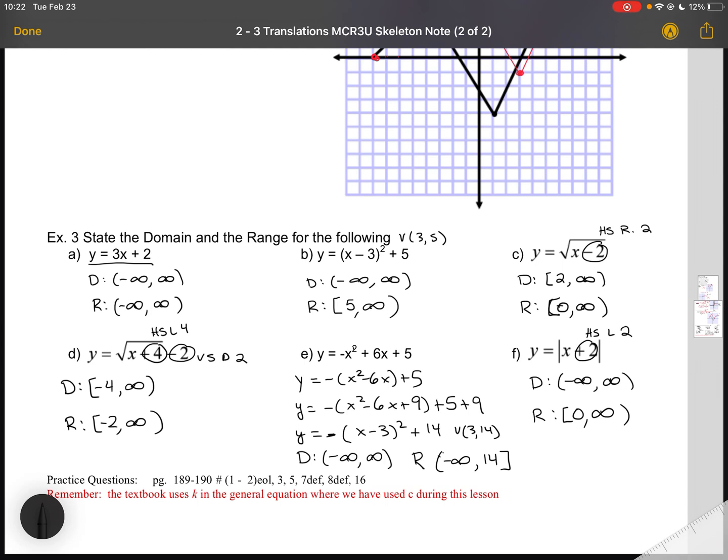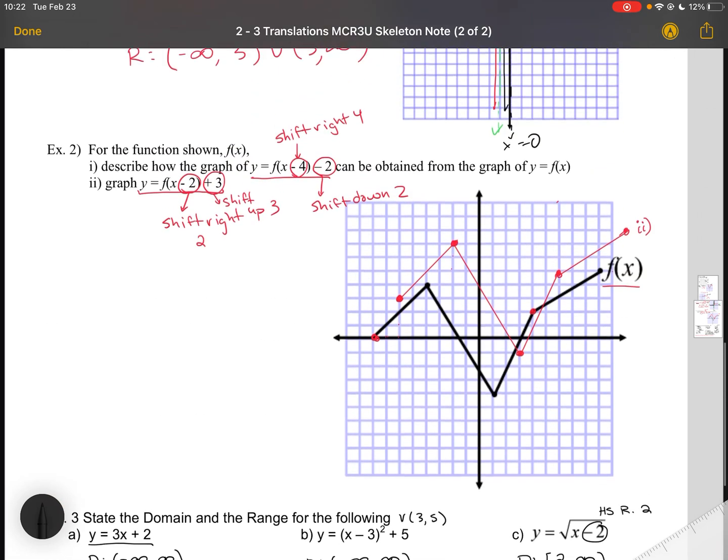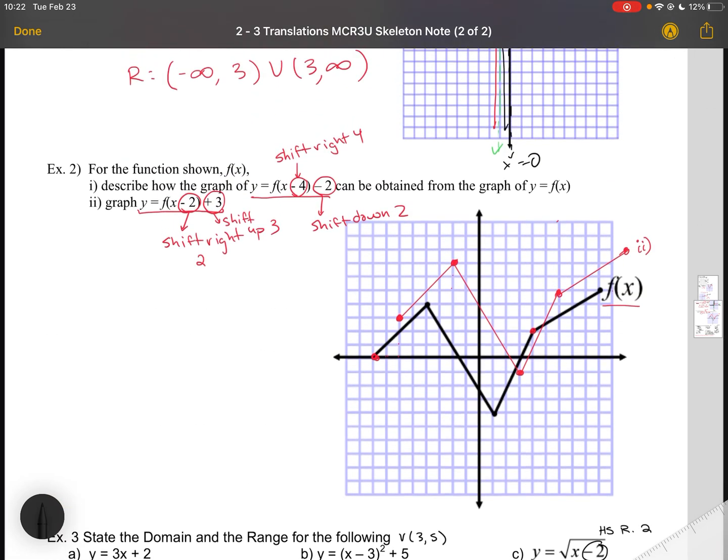So you should be able to shift any of the parent functions left and right and up and down. You should be able to state the domain and range, and you should be able to understand the horizontal and vertical translations as it applies to function notation as an example 2.